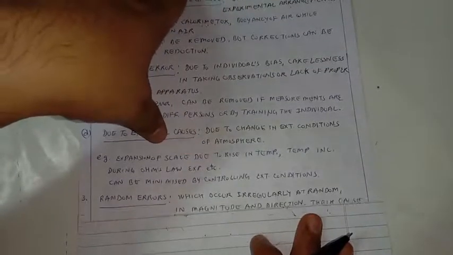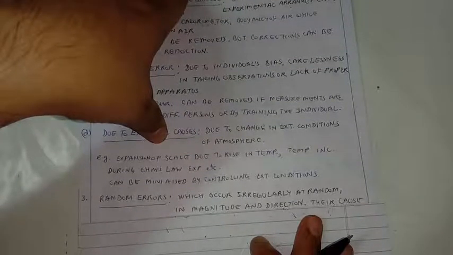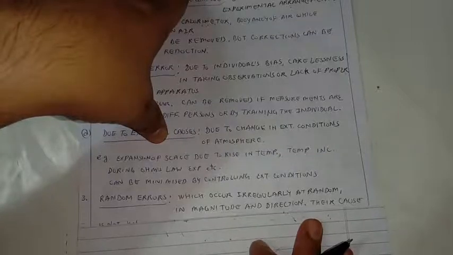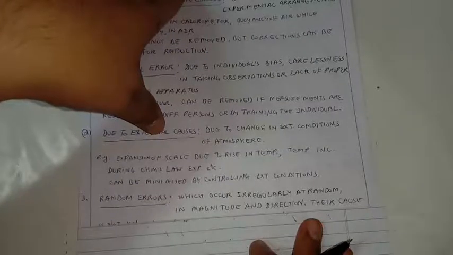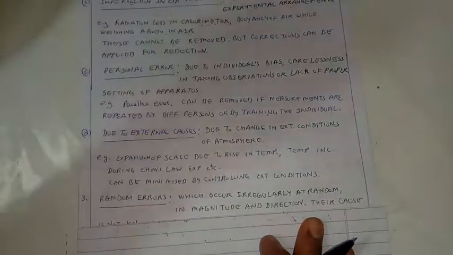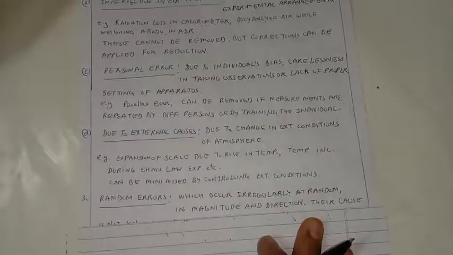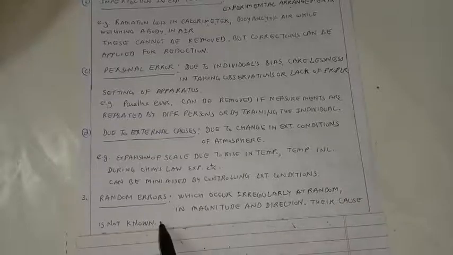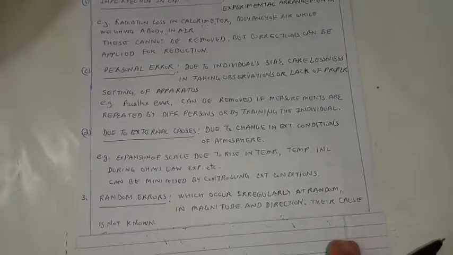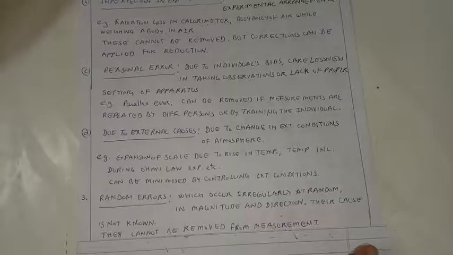Random errors. These are the errors which occur irregularly at random in magnitude as well as in direction. That means they are totally irregular in nature. They occur randomly. Their magnitude and direction can change. It can occur at any time. We may or may not come to know that these types of error have crept into our observation. So their cause is not known. Because their cause is not known, that's why they cannot be removed from the measurement.